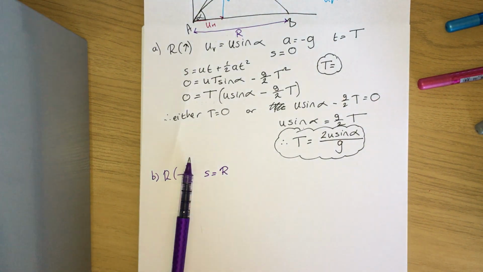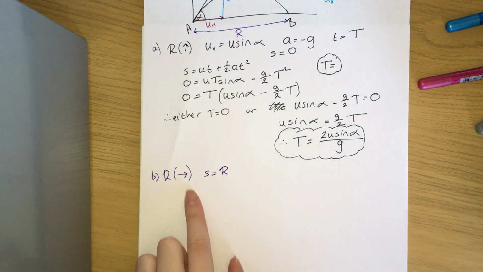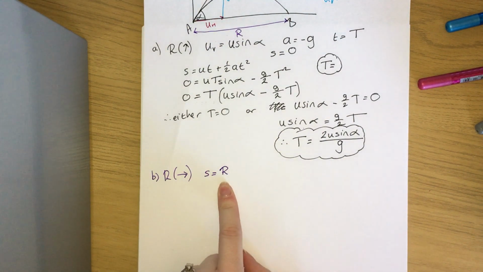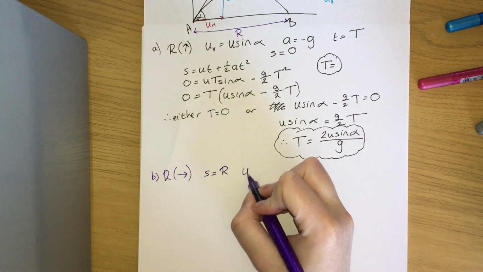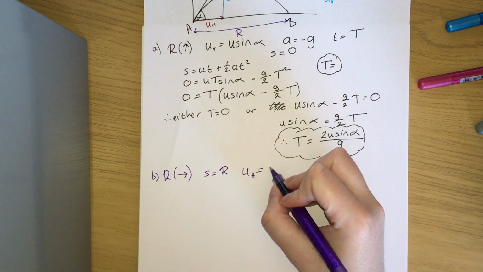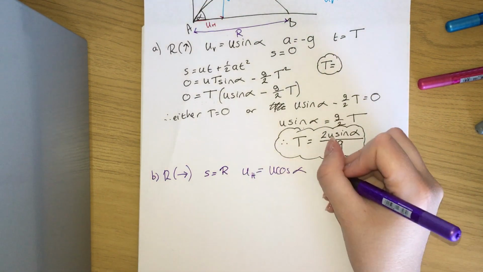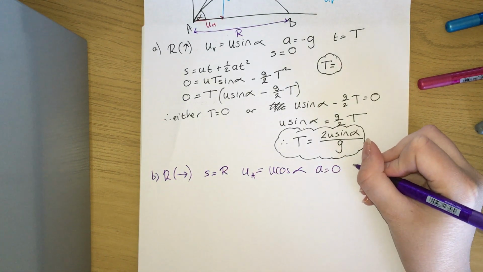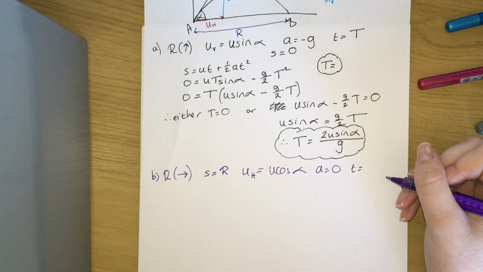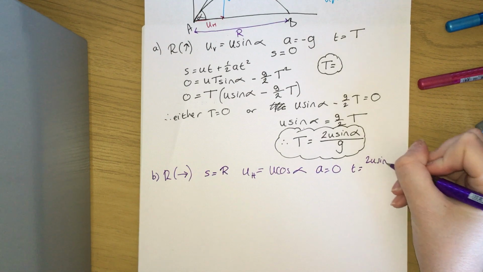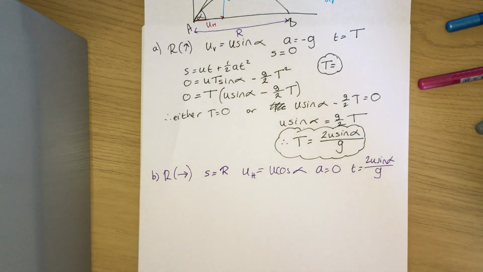Anyway, question number 1, part B. Find the range on the horizontal plane. So we're resolving horizontally. The displacement is R, the range. My initial horizontal velocity is u cos alpha. My acceleration is 0. And the only other information I can use is time. Well, I know from the previous example what an expression is for time, which is 2u sine alpha over g.